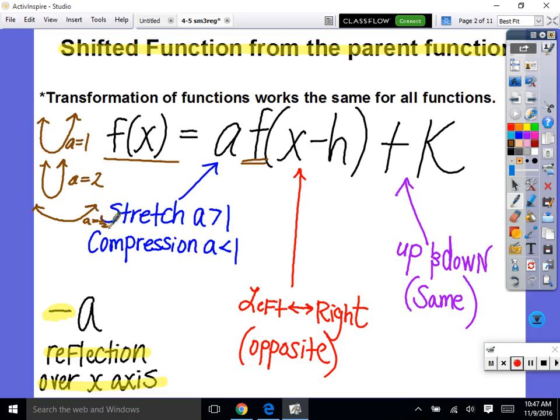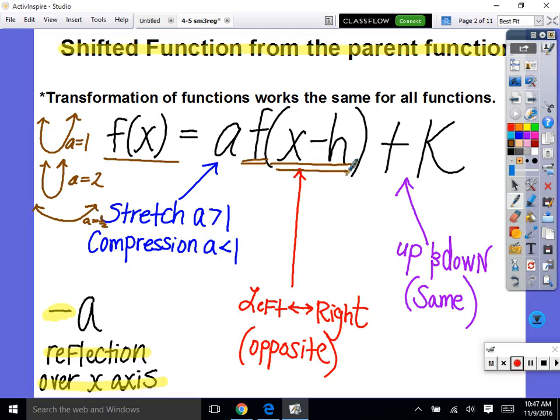Okay, now this, anything added in with x, anything grouped with x for all functions is a shift left and right, and you go opposite of the sign. So if this was x minus 3, we would say right 3. If this was x plus 5, we would say left 5. Good. All right, and then this plus k is being added on the outside of our function. It's our shift up and down of our function. So it takes our function, shifts it up and down, and the sign stays the same. Everybody good with those shifts?